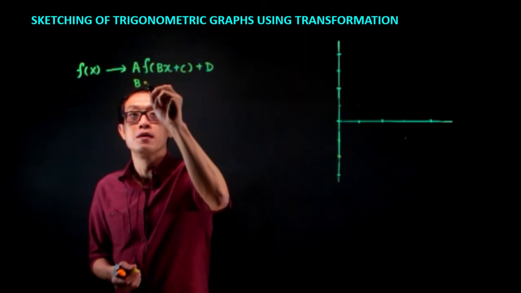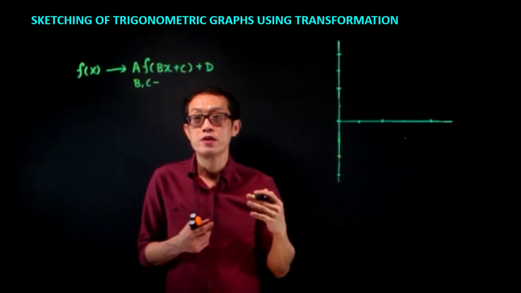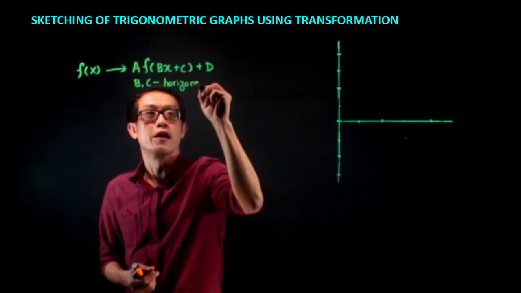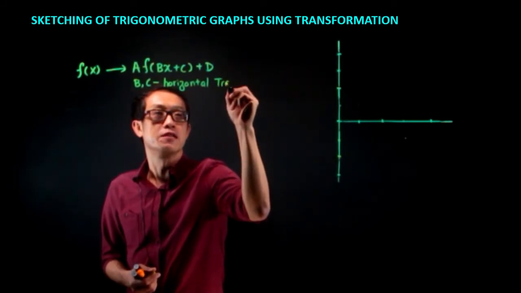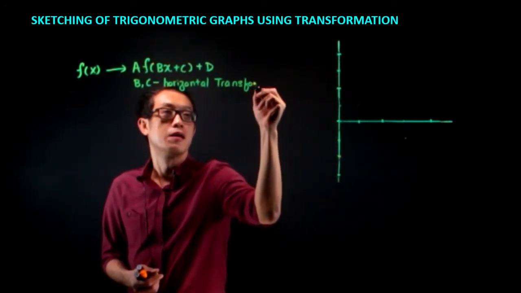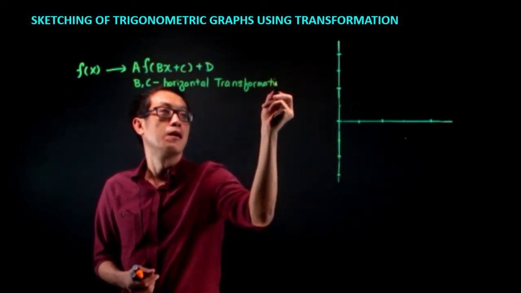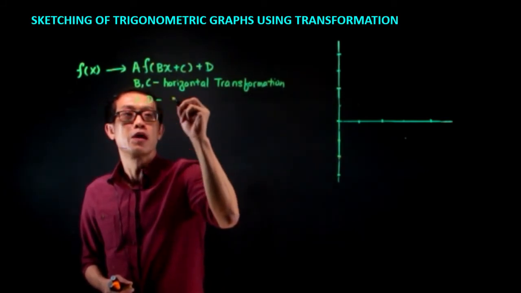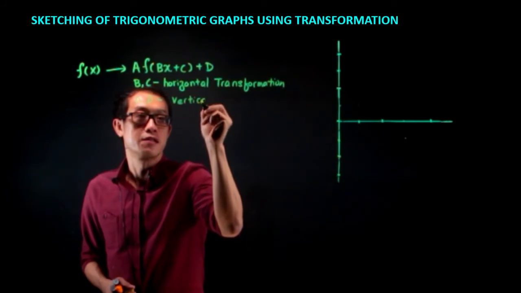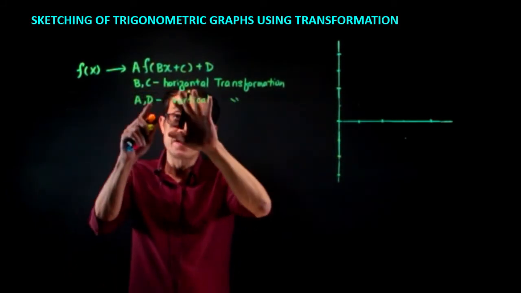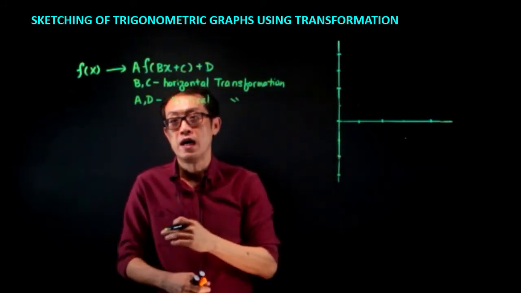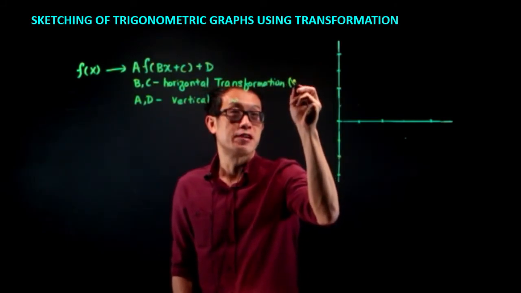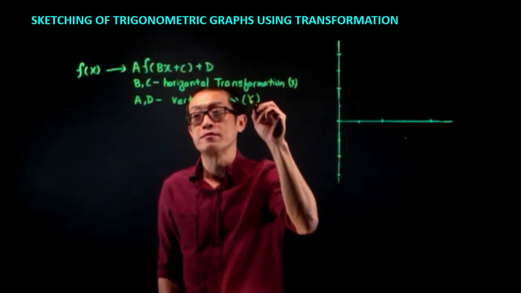Now, b and c will give a horizontal transformation. All right, horizontal transformation. a and d will give a vertical transformation. Don't be so bothered by the terms horizontal and vertical. Later on, I will explain further. I would like to call b and c the transformation of x, and a and d the transformation of y.